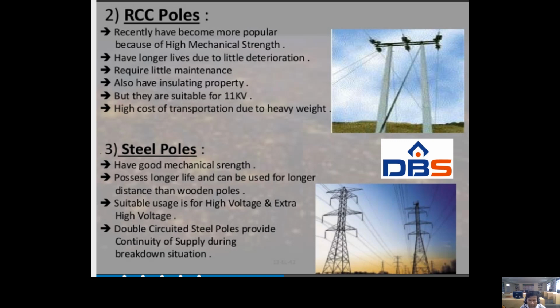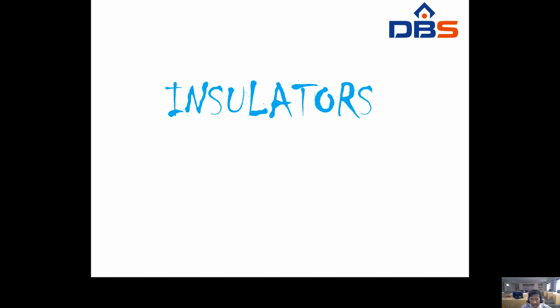Next one, steel poles. Nowadays we are utilizing them more and more. Concrete is popular, but steel poles are more utilized nowadays. They have good mechanical strength, possess a longer life, and can be utilized for longer distances than wooden poles and concrete poles. Steel poles are utilized for higher voltages, extra high voltages. Double circuit steel poles may provide continuity of power supply. Right?